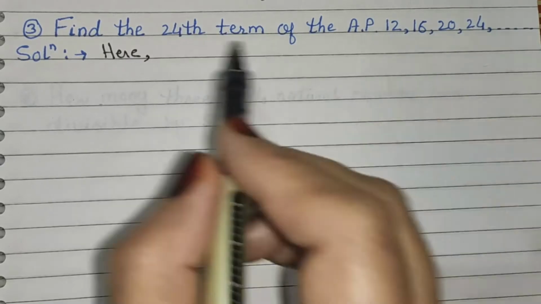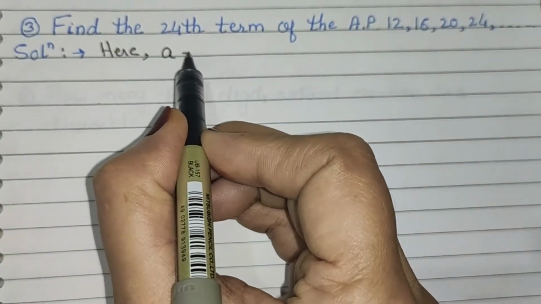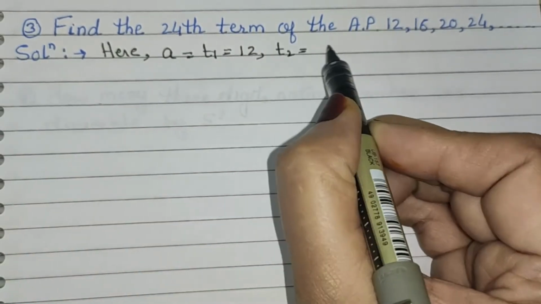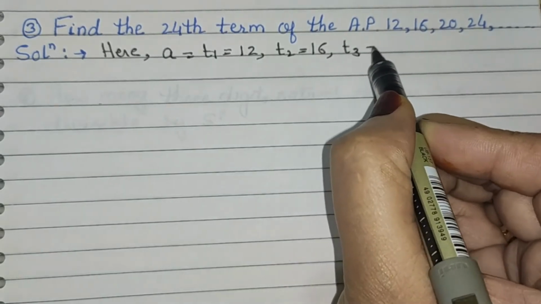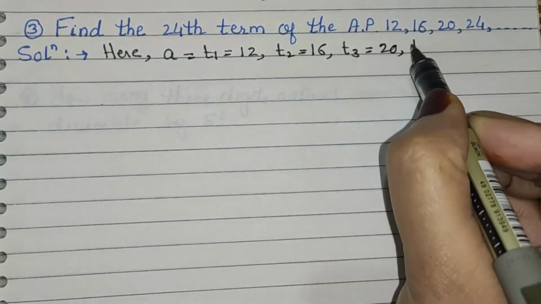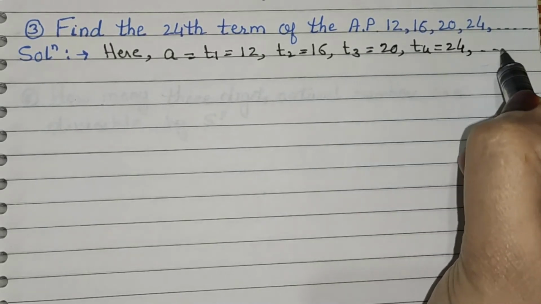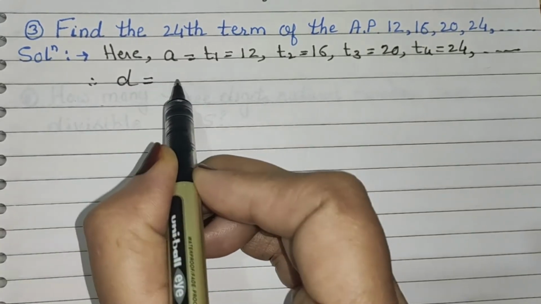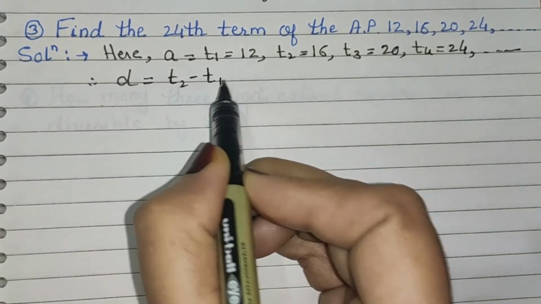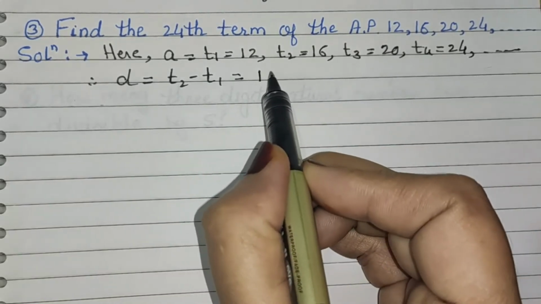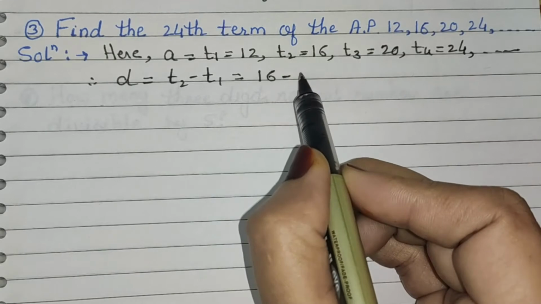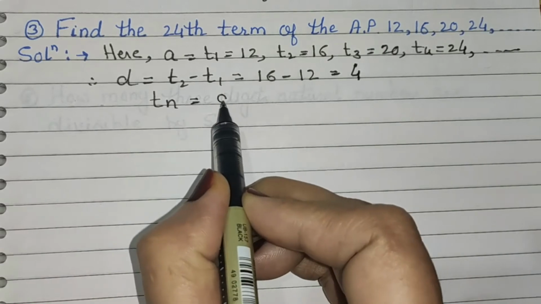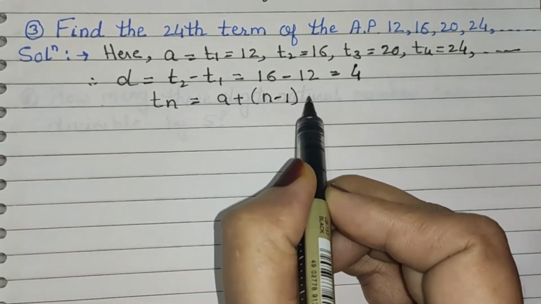Given terms is an AP. Therefore, A is equal to T1 is equal to 12, T2 is equal to 16, T3 is equal to 20, T4 is equal to 24 and so on. Now find out the common difference D, which is equal to T2 minus T1. Now value of T2 is 16 minus T1 is 12, which is equal to 4. By using formula Tn is equal to A plus n minus 1 into D.